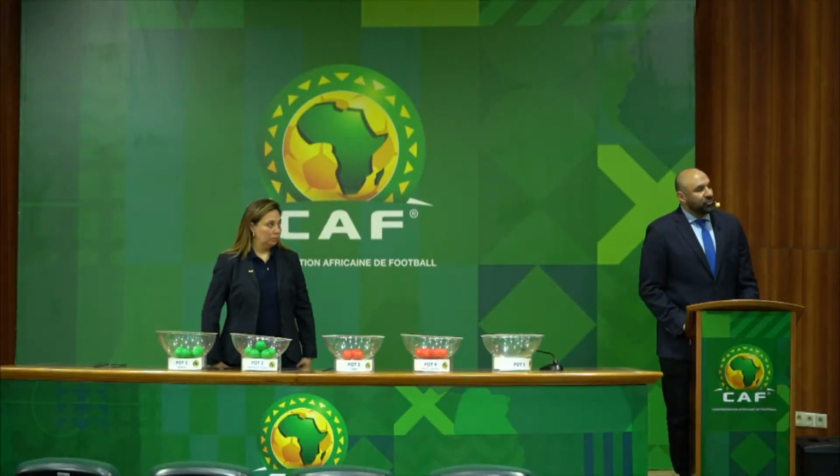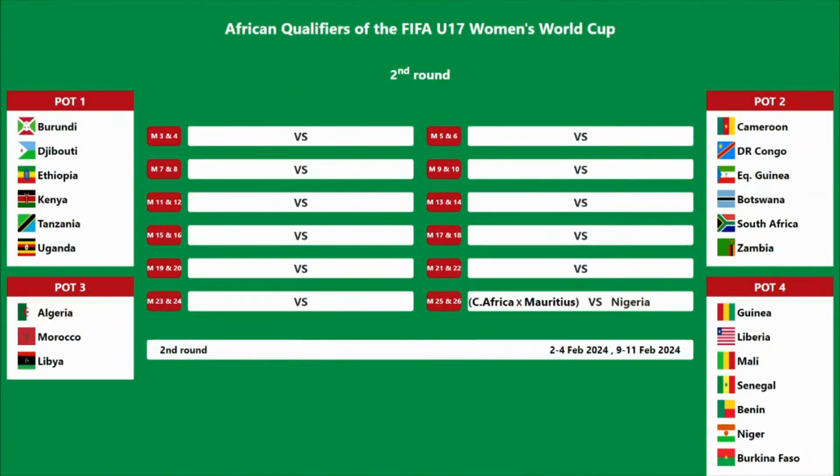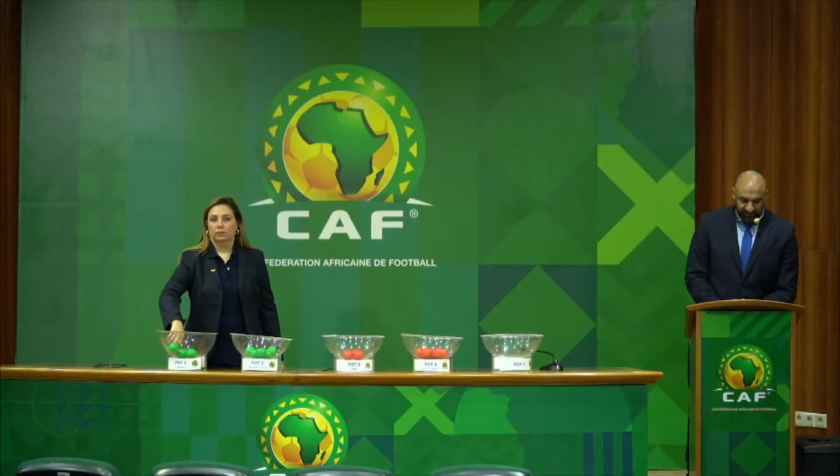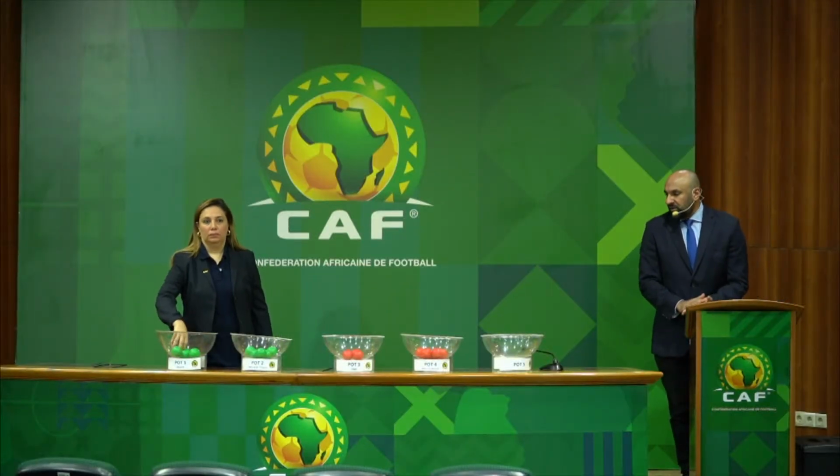We will now go to the second round. In the second round, we already know now that the Central Africa-Mauritius winner will play against Nigeria, and we are going to draw the other teams. As I explained before, in pot 1 and pot 2, we have teams of COSAFA playing against teams of UNIFAC and CECAFA. We will take 1 ball from pot 1, 1 ball from pot 2. We will mix them together in pot 5, and then the team drawn first will play the first leg at home. The team drawn second will play the second leg at home. So let's proceed, Heba, please, with the first team from pot 1 and the first team from pot 2.